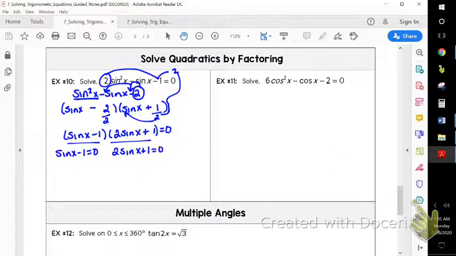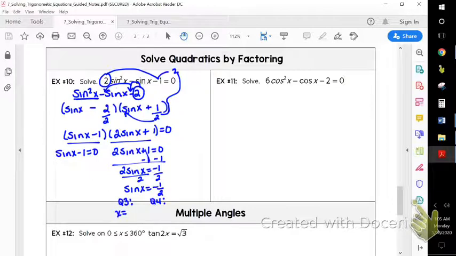And so I'm going to go ahead and solve the second one since I'm working on it right now. And so we're looking for where sine of x is equal to negative 1/2. Now remember that sine is negative in quadrants 3 and 4. So we're going to have two answers, one from quadrant 3, one from quadrant 4.